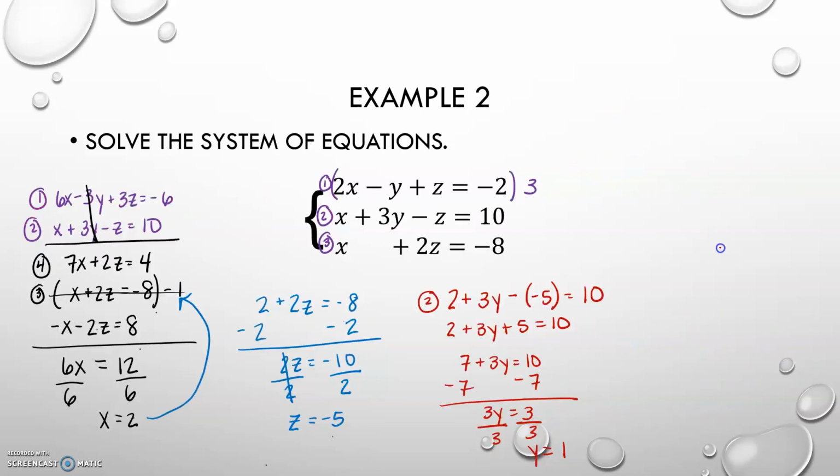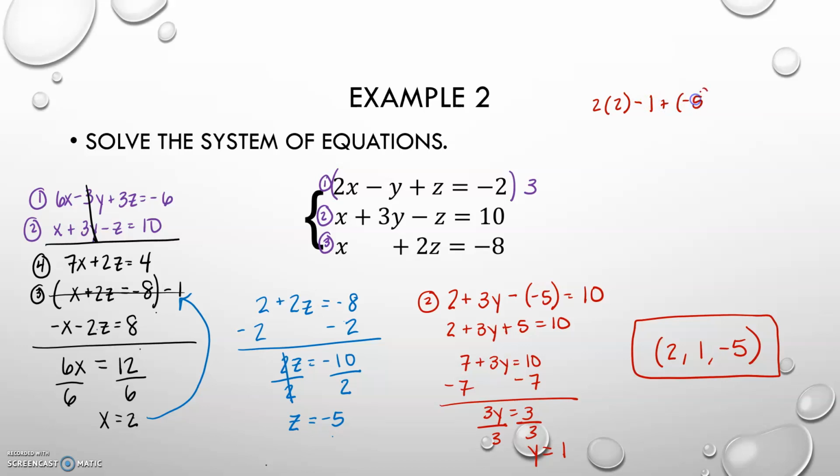Again, we need to write our final answer as an ordered triple. 2, 1, negative 5. If I want to check my work real quick, I'm going to plug it into this equation. It would be 2 times 2 minus 1 plus negative 5 equals negative 2. So this would be 4 minus 4 minus 5.